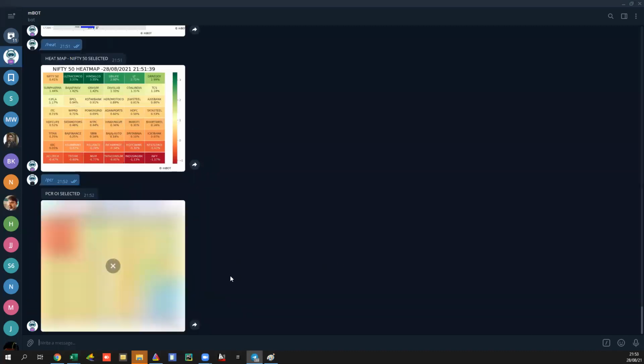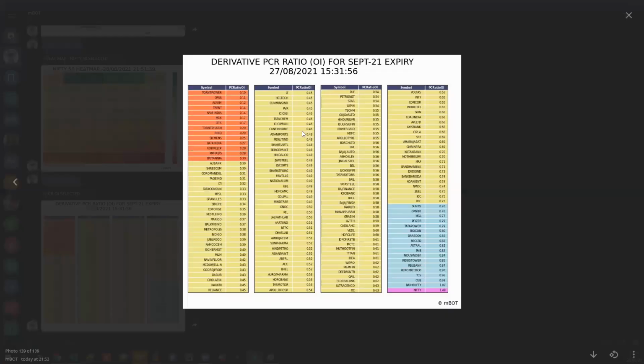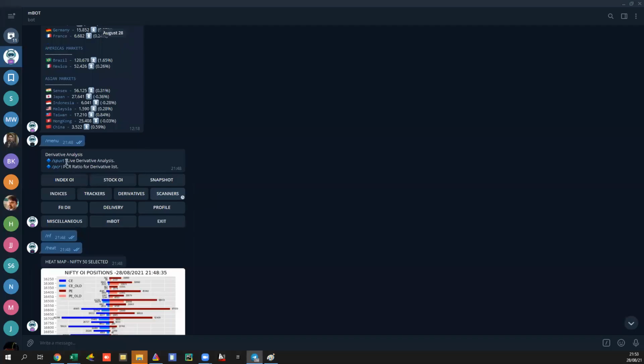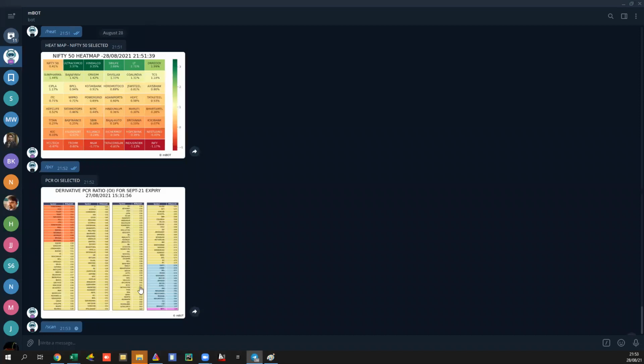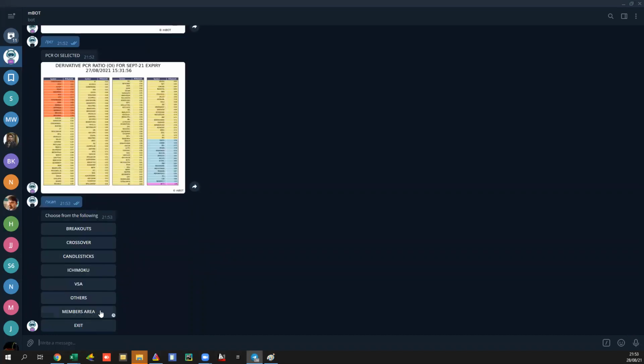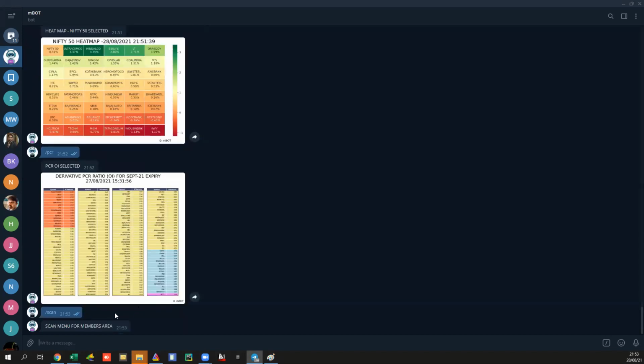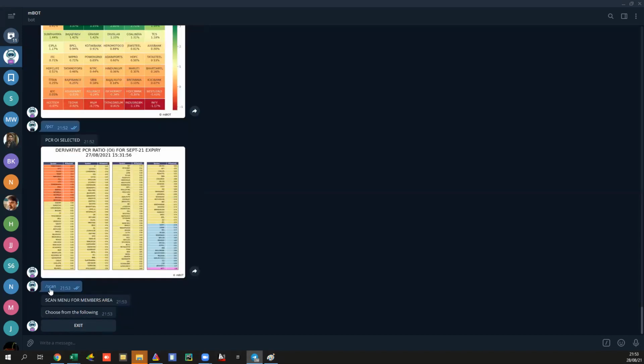So this is the PCR OI. In one look, you can see what is the PCR ratio for the different futures symbols, right? This is for the OI, and then we have it for the volume also similarly. And coming back, then we have scanners. You can use scanners, the scan command. If you have any particular scanner you want to be added, you just tell me, I'll put it in the members area. Right now nobody has suggested anything, so it is empty for the scanners.